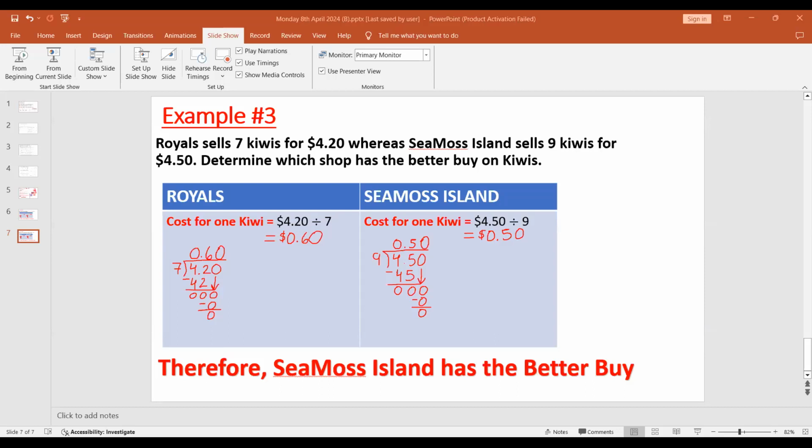Where's Malik? I'm here, sir. You understand how we got Sea Moss Island as the better buy? Yes, sir. Okay. How about you, Malia? Malia, do you understand? Yes, sir. That's good. And Kingston, do you understand?